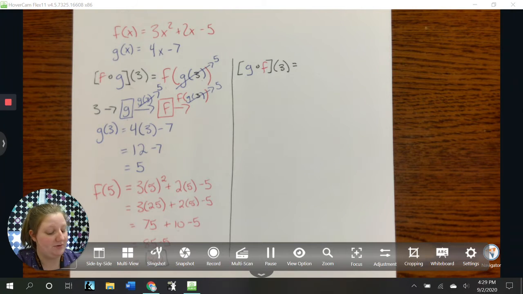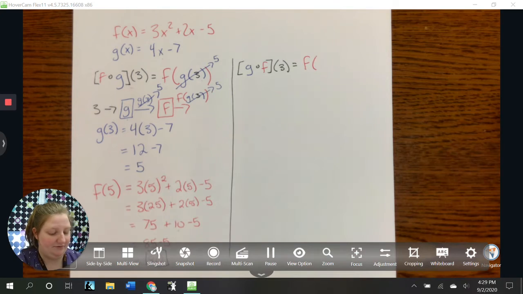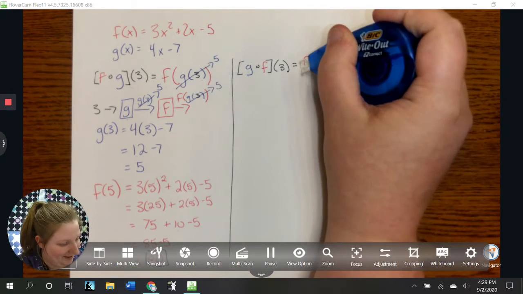So g composed with f of 3 is the same thing as saying we're going to do f of, not f, sorry, ignore that. Let me fix that. There we go. Ignore me there. See, sometimes it gets confusing.